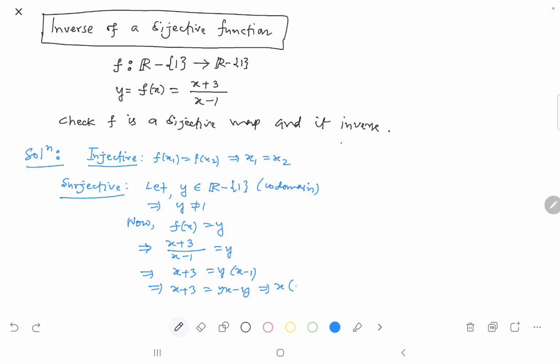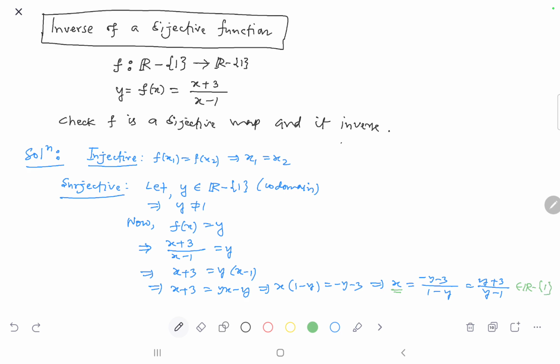If you factor out x, you get x(1 minus y) equal to minus y minus 3. So x equals (minus y minus 3) divided by (1 minus y), which is (y plus 3) divided by (y minus 1). Now check, is this x a real number, in this set? Yes, so this is in R minus {1}.